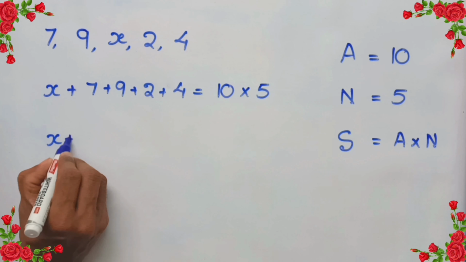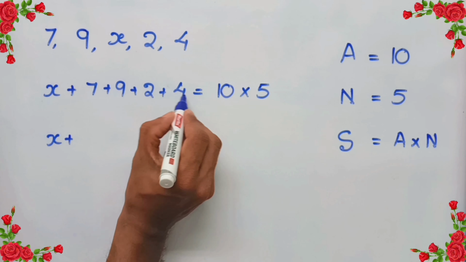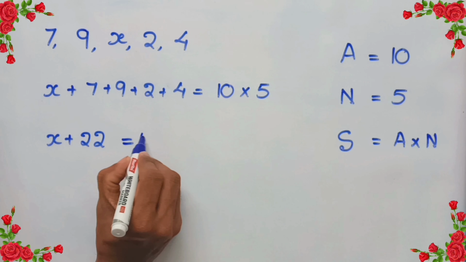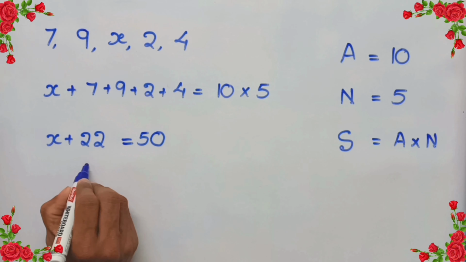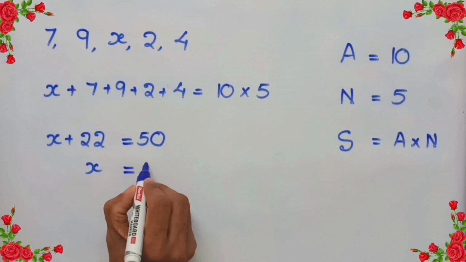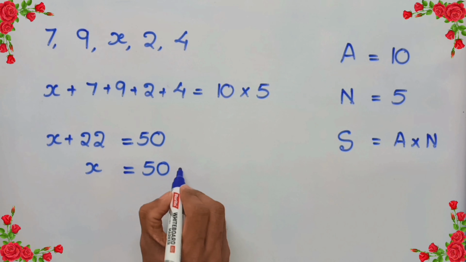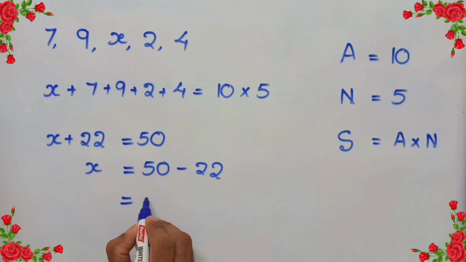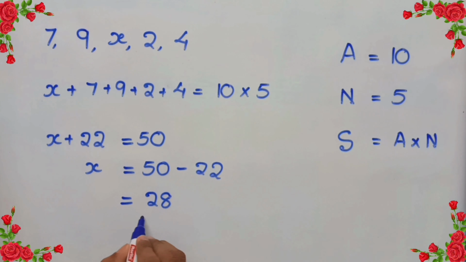That is x plus 22 equal to 50. And x equal to 50 minus 22. That's equal to 28. Value of x is 28. Answer 28.